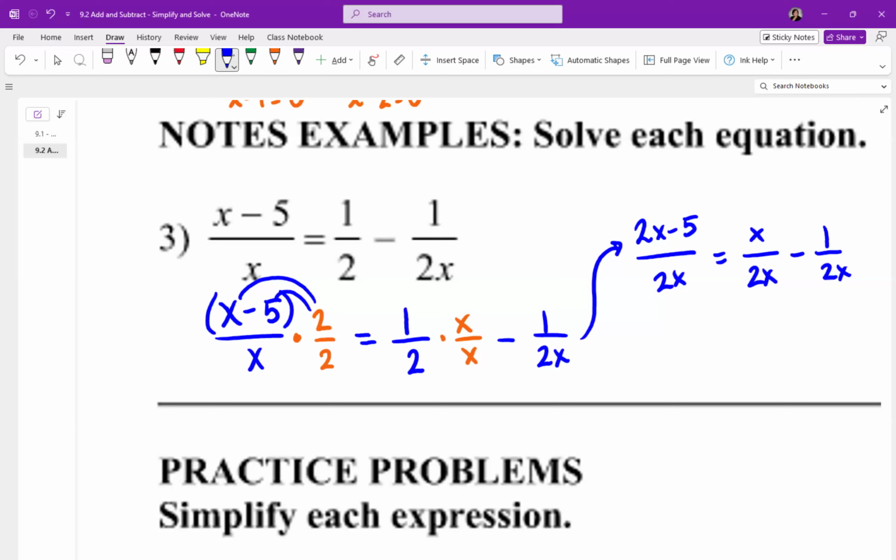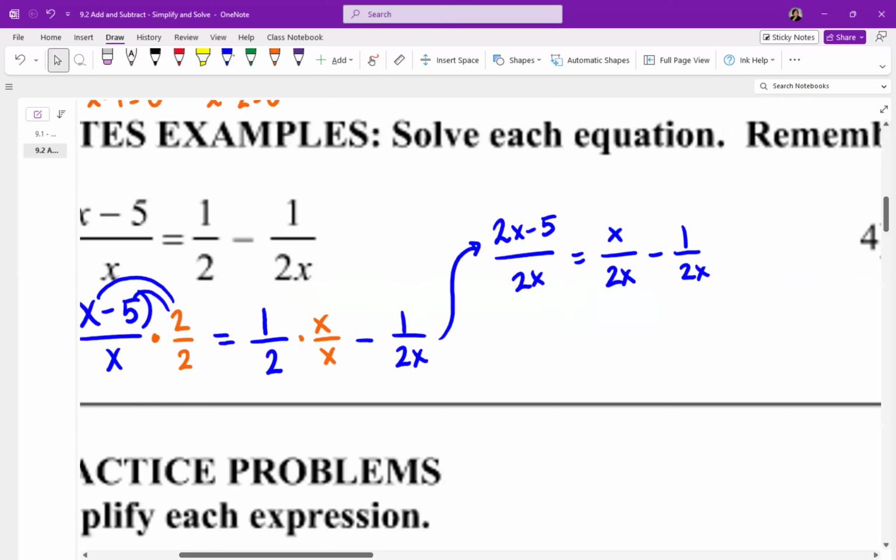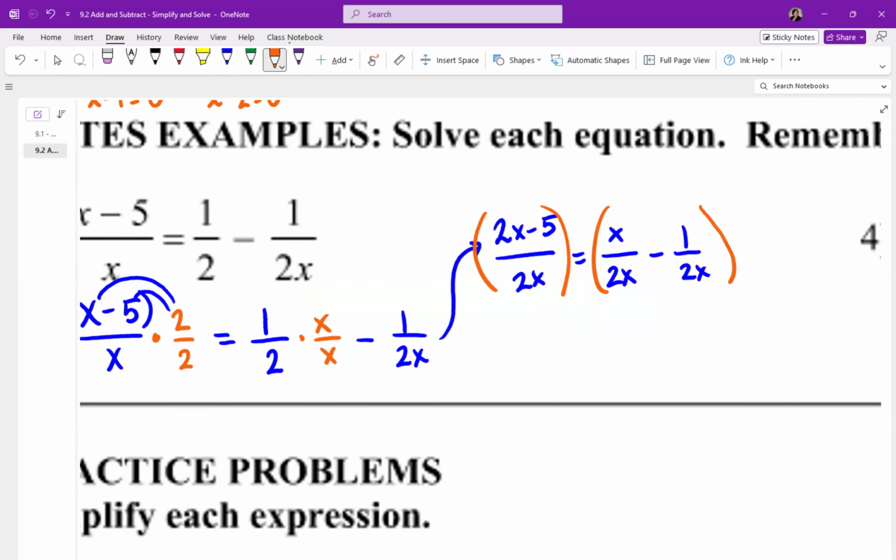And now we're going to be thankful that it's an equation, so equation rules apply. You're allowed to multiply one side of the equation by something as long as you also multiply the other side of the equation by the same thing. So here, I'm going to multiply both sides of this equation by 2x, and then I won't have fractions anymore.